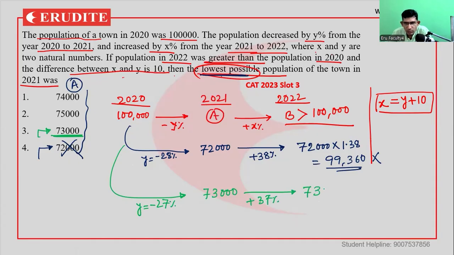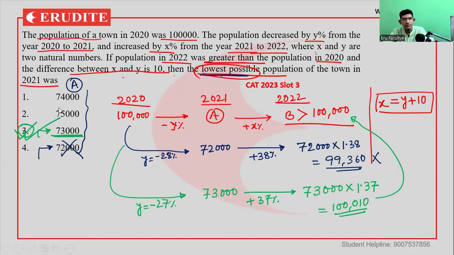So what is the new population at the end of 2022? So increase it by 37% means multiply कर दो 1.37 से, डाल दो कैलकुलेटर में, and you will see this will come out to be 100,010, which is slightly more than 100,000. So condition is being satisfied. क्योंकि मेरा condition होना चाहिए था slightly more than 100,000. So all the conditions satisfied, which means the lowest possible value must be 73,000.